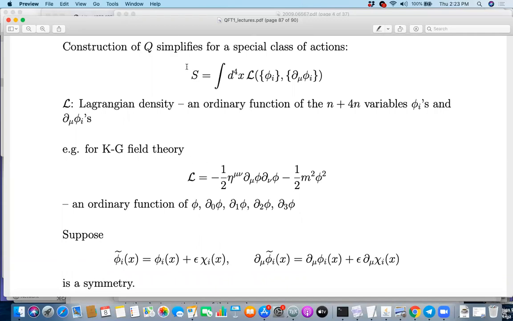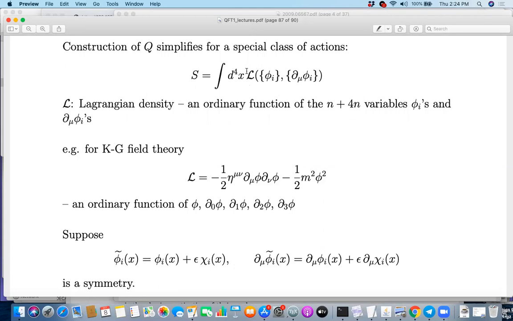We'll be considering actions where it's an integral of some function, which is normally called the Lagrangian density or the action density, of the fields phi I and their derivatives. There is no dependence, for example, on the second derivatives of fields. As I said, most actions that we'll be encountering can be written in this form, although later on when you do research, you may encounter actions which are not of this form.